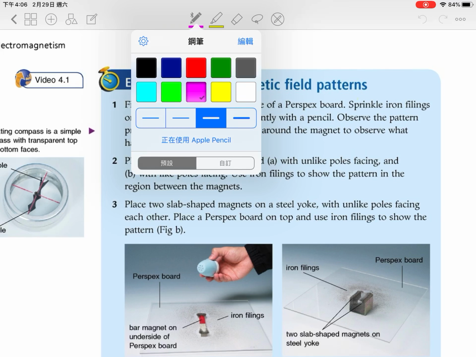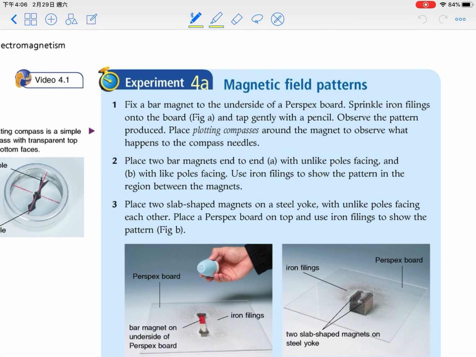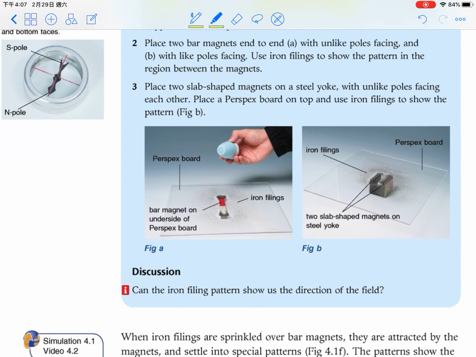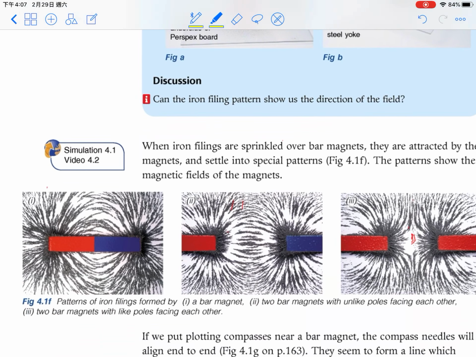Now you need to know how to describe the experiment. So maybe you underline the keywords. Now we fix a magnetic bar, a bar magnet under a board, and then sprinkle. Sprinkle is a keyword. Sprinkle iron filings onto the board. Tap gently with a pencil or with a finger, and you can see the pattern of the magnetic field.